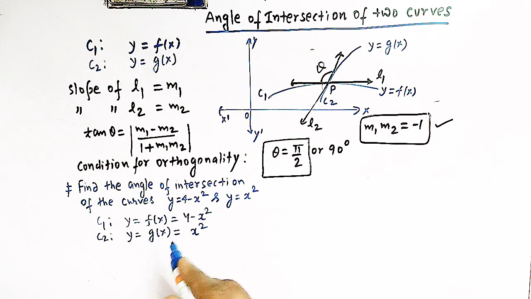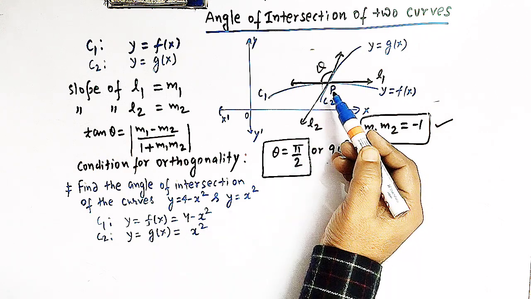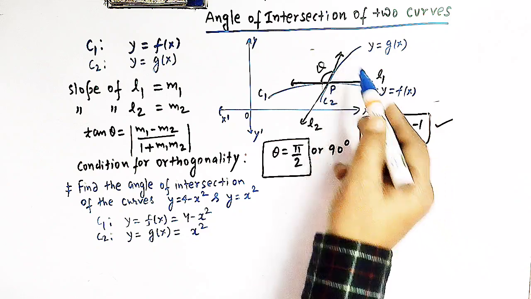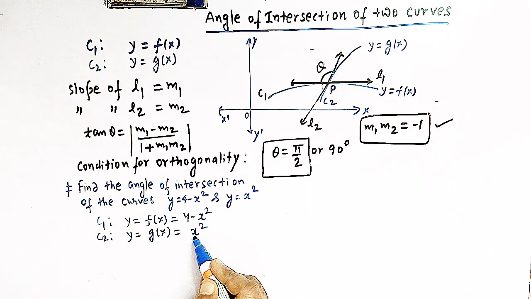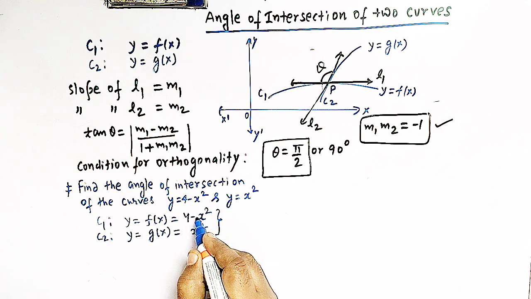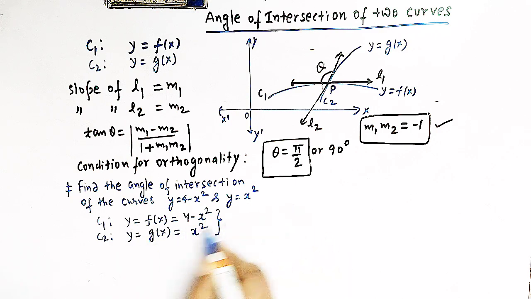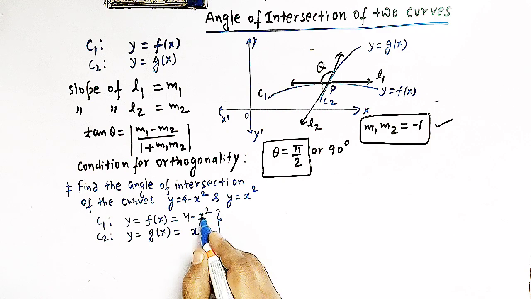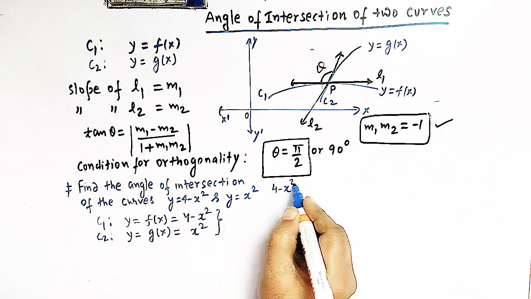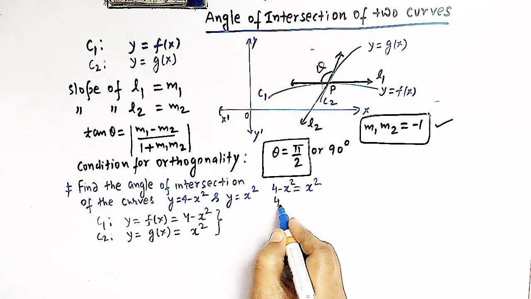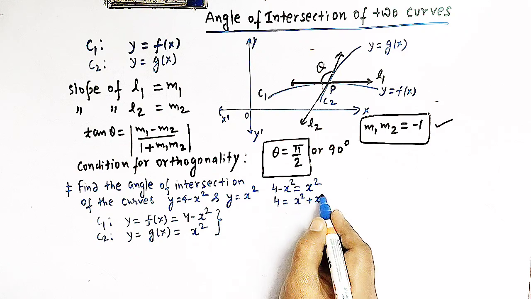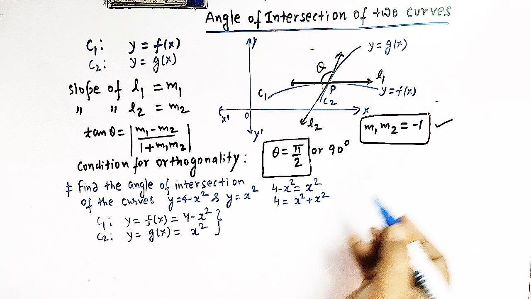Before finding the angle of intersection of these two curves, let us first find the point of intersection. To get it, we have to solve these two equations: y is equal to 4 minus x square, and y is equal to x square. So we can equate both these expressions. We have 4 minus x square is equal to x square, that is, taking minus x square to the right hand side, x square plus x square.